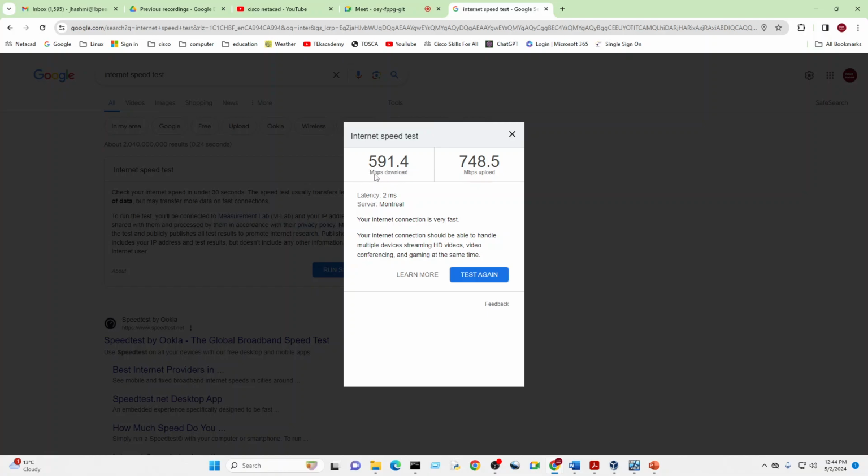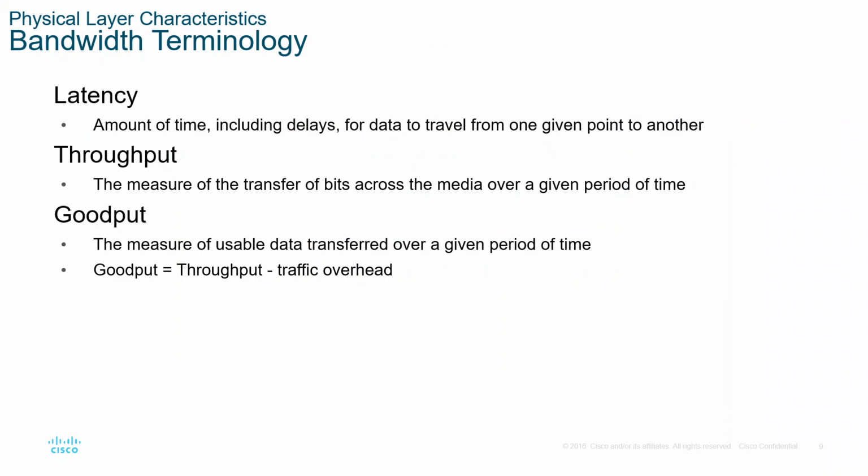Instead, I'm getting only 591 megabits per second. It's because of bandwidth; there are a lot of things that can affect it. Some of them are, for example, the number of users using the internet. Let's say if 100 people are using the internet, your internet will be slower compared to if only 5 people are using it. Okay, so the throughput means the real speed of the network, not the total speed, which is the bandwidth.